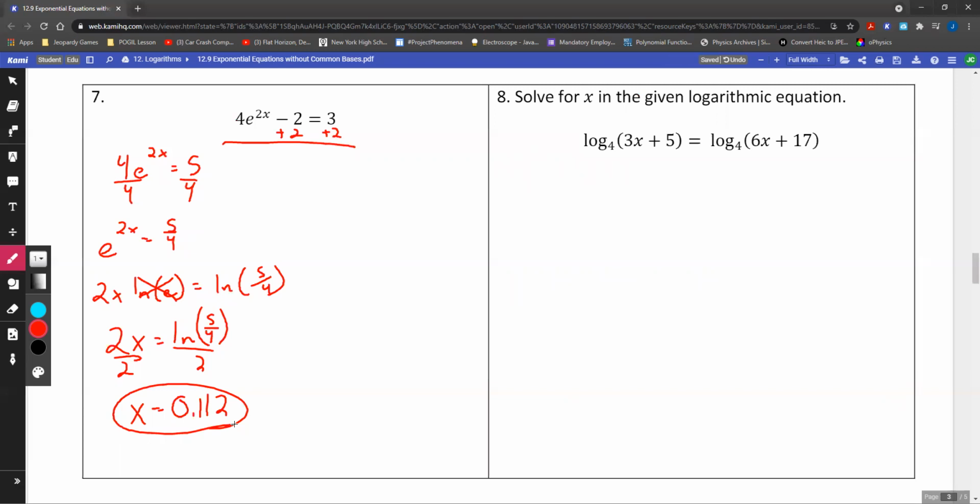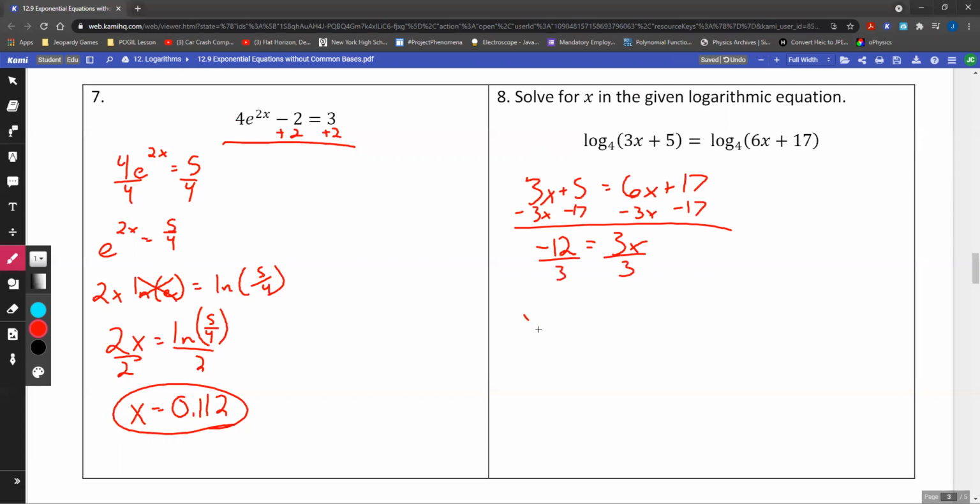Over here, because we have log terms of the same base, we could actually just set their insides equal to each other. Subtract 3x, subtract 17. 5 minus 17 is negative 12 equals 3x. Divide both sides by 3. So we get x equals negative 4.